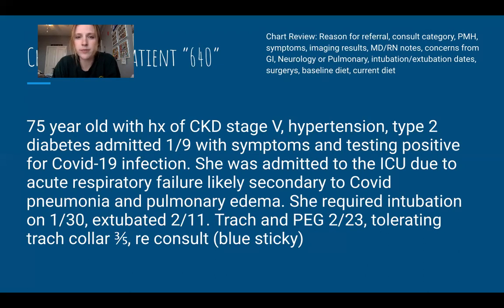Previous medical history, the symptoms she's presenting with, imaging results, specifically from those disciplines I listed, and they're right here, GI, neurology, pulmonary. Any notes from the doctor and the nurse. You want to know if they've been intubated before, and if so, for how long. And then you want to know about any past or present or future surgeries, and then their baseline diet, which can be a little tricky because we don't really know anything about their baseline when these people are coming into the hospital. So that's tricky to find.